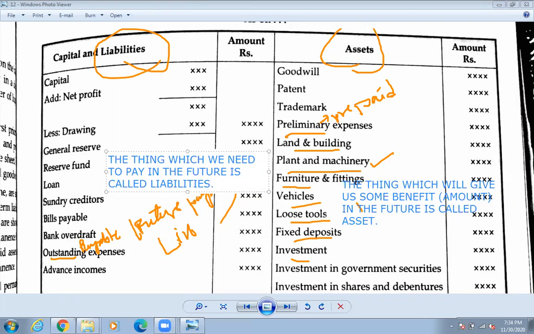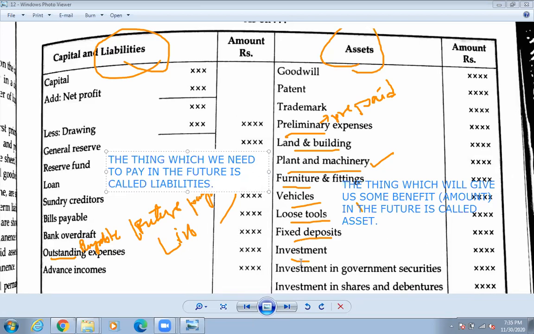The things from which we will get benefit in the future, like vehicle, le hamlai faida dincha, furnitures, they are going to give us faida. Okay, so the plants and machinery, they are going to make so many things for us in the future. So plants and machinery le ni ekdam faida purauncha. Okay, so sampati, so they are all our properties and they are going to give us benefit in the future. So that is called the assets, properties. They are the assets for the business.